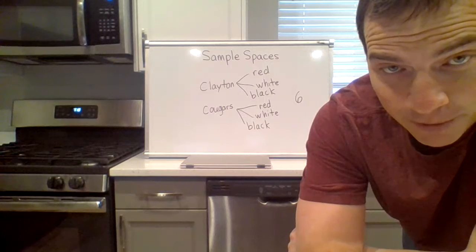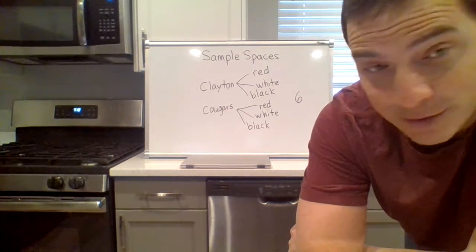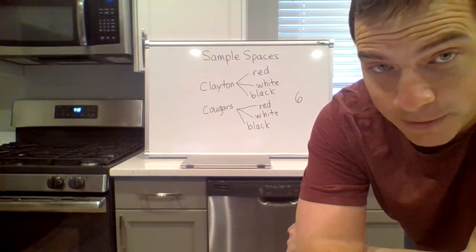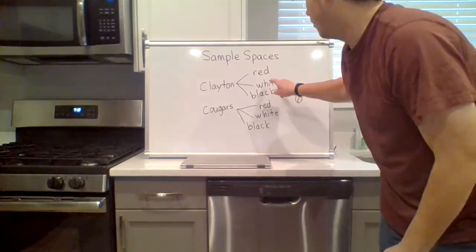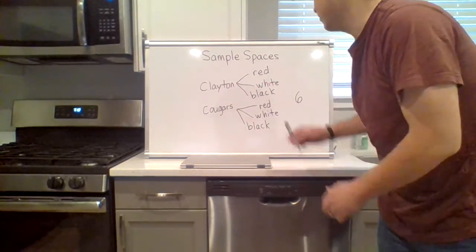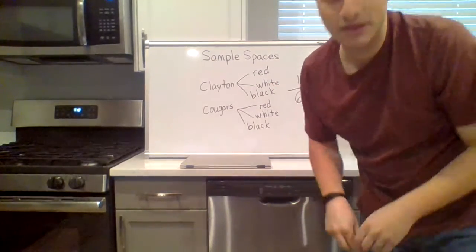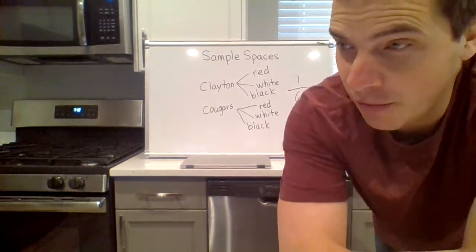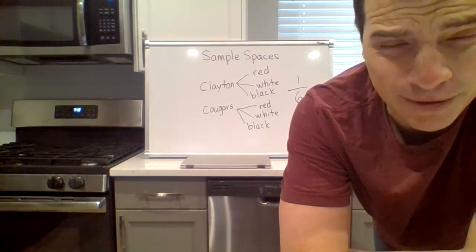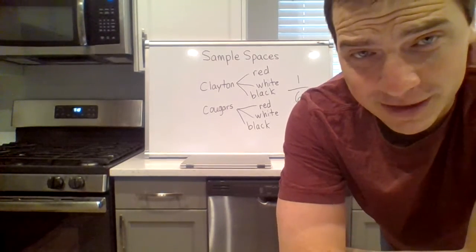Now, if you want to make a probability question, if these are all equally likely, what's the probability you pick a white jersey that has Clayton on it? Well, that's one possibility out of 6. That's the probability. Most of your questions today make you turn that into a percentage. You simply divide at this point to get the percentage.